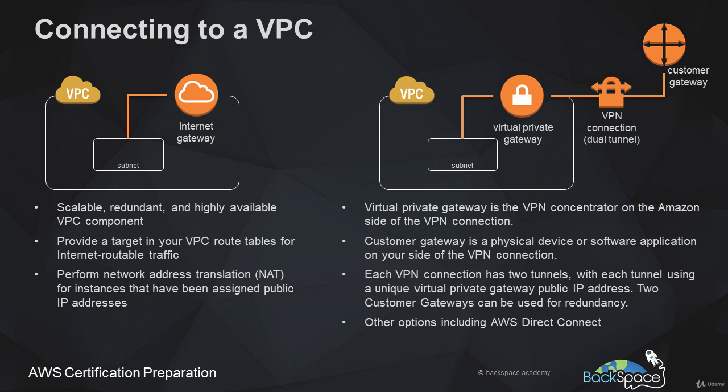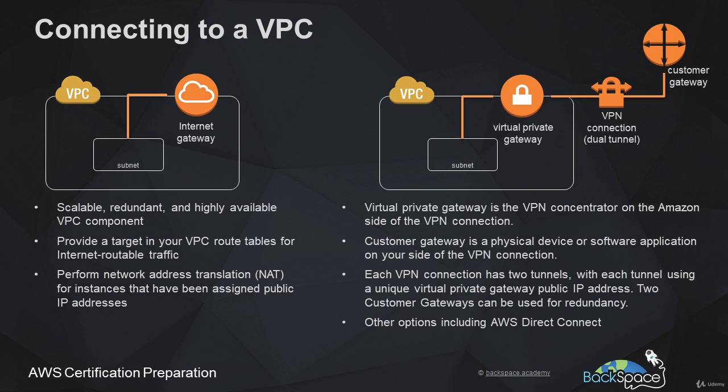And the other way of connecting to a VPC is through a virtual private gateway, so a VPN. That consists of a virtual private gateway, which is the VPN concentrator on the Amazon side of the VPN connection. And it consists of a customer gateway, which is a physical device or software application that is on the customer side of that VPN connection. One thing to understand here is that the VPN connection is a dual tunnel connection. So what that means is it's a dual tunnel, and it has unique virtual private gateway public IP addresses.